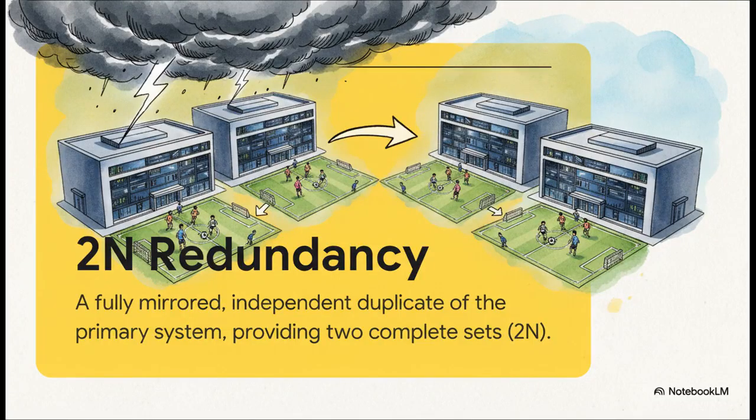Then you have 2N. And let me tell you, this is a whole different ballgame. Forget having one substitute on the bench. 2N is like having two complete identical teams on two separate fields playing the exact same game at the same time. If a giant power outage hits the first stadium, the game on the second field just keeps going without skipping a single beat. It is a completely mirrored, fully duplicated system.